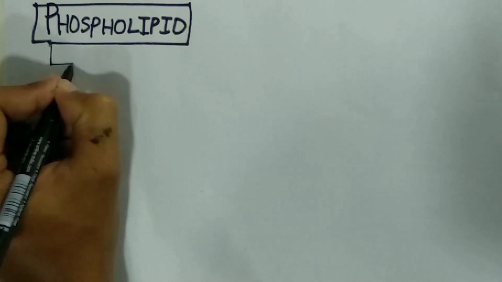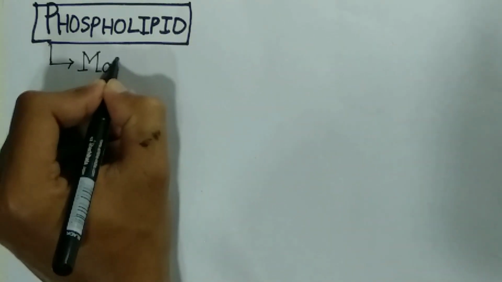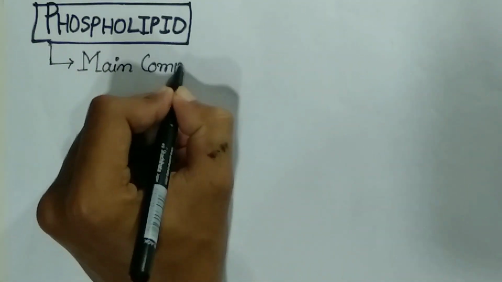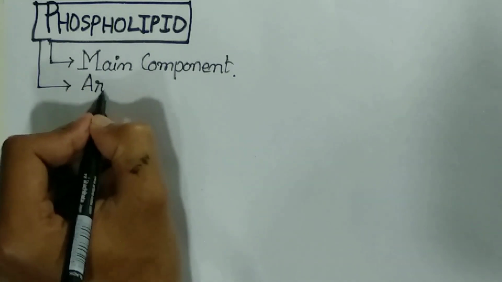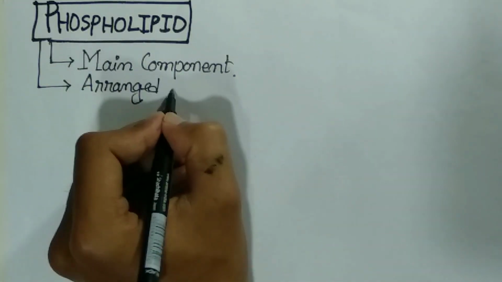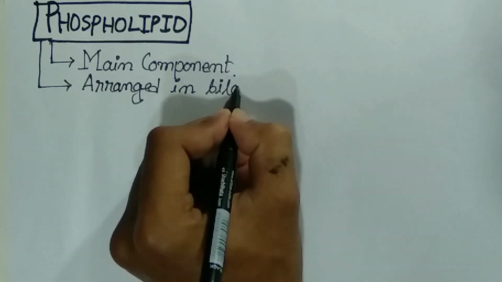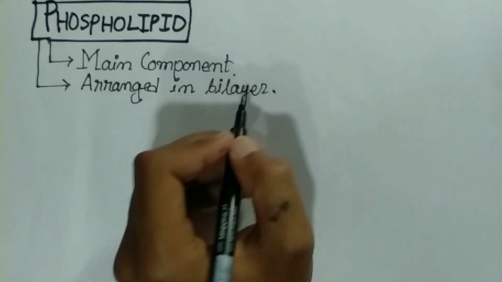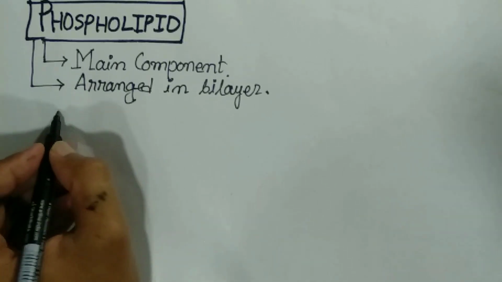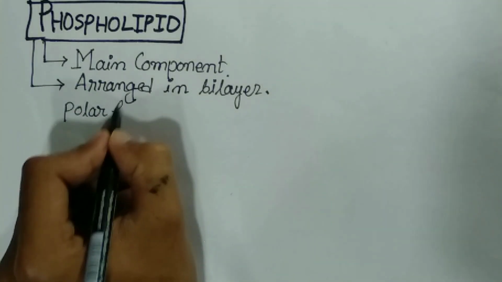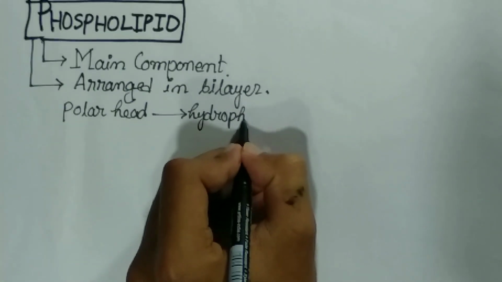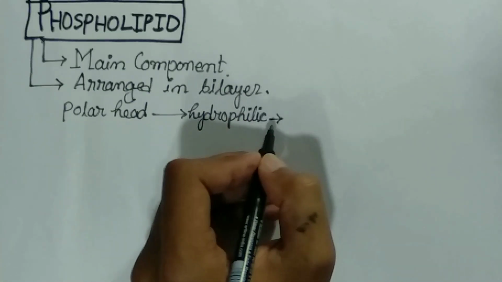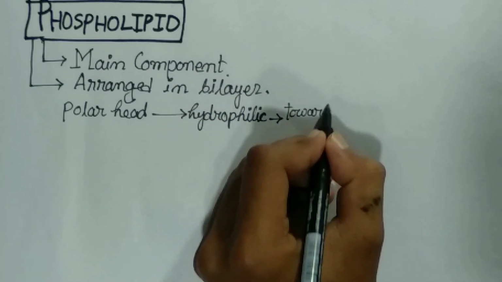The phospholipid is the main component of the cell membrane, the major component of the cell membrane. This phospholipid layer is arranged in a bilayer, where in a phospholipid molecule, the polar head, which is hydrophilic in nature, is situated towards the outside.